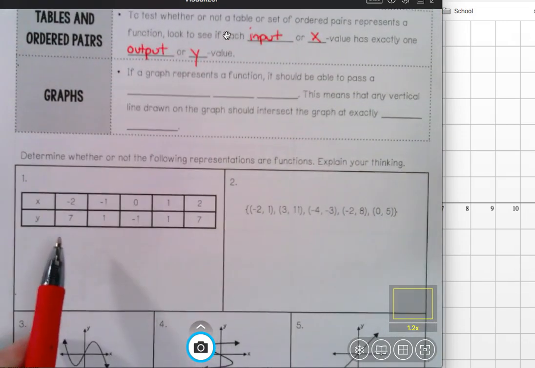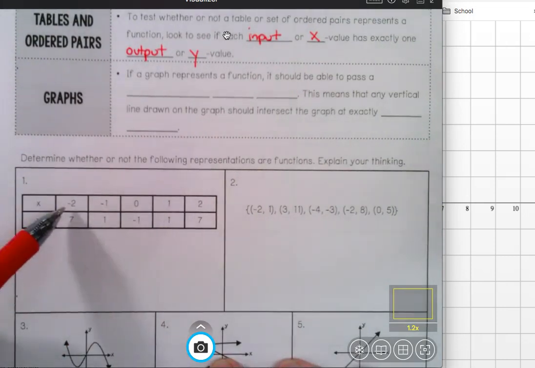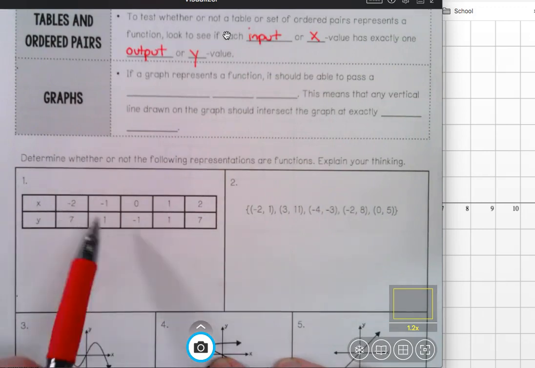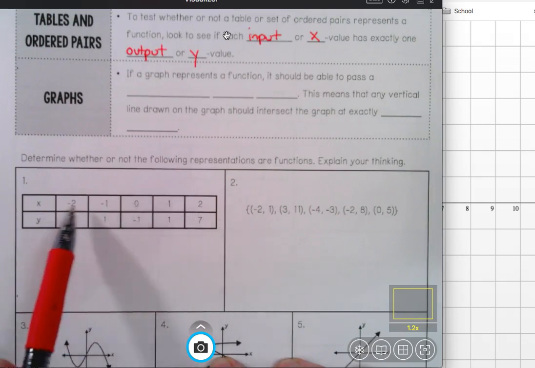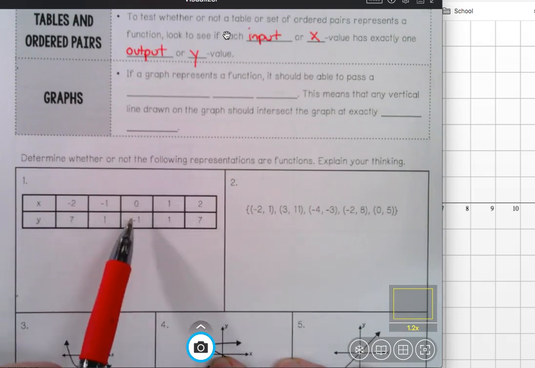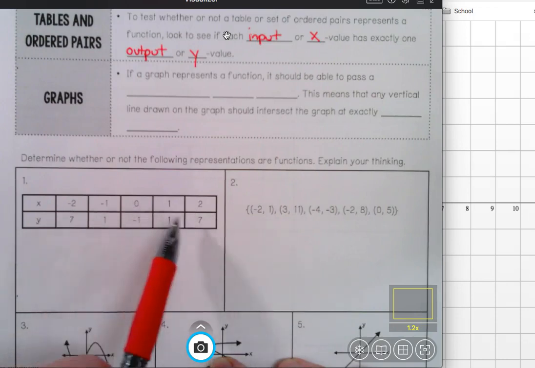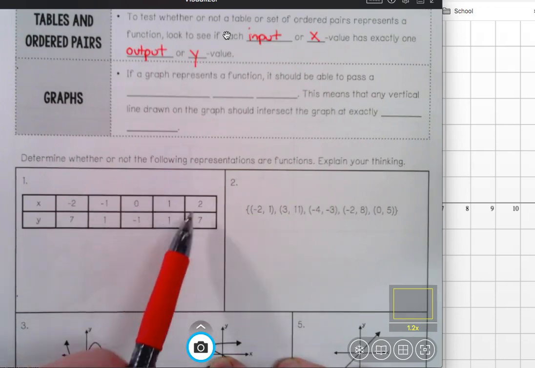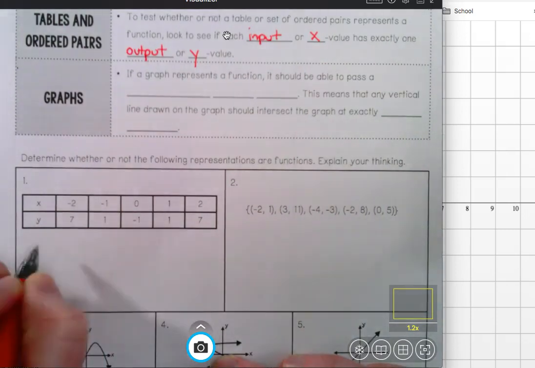So here we have a table of values. Okay. So we take a look at our x's and we see if any x value is paired with more than one output. So -2 is paired with 7. Is -2 paired with anything else? No. -1 is paired with 1. Is -1 up here listed again paired with something else? No. 0 is paired with -1. Is 0 paired with anything else? No. There's 1 is paired with 1. 2 is paired with 7. So this is a function.